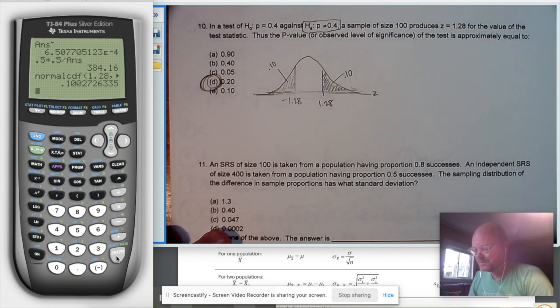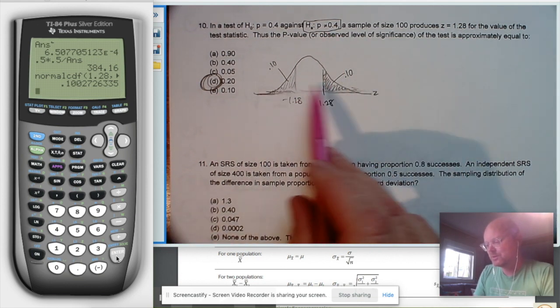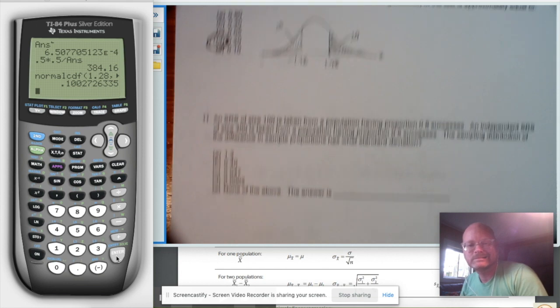Double it because it's a two-tailed test. If it's a left or a right-tailed test, you don't have to worry about doubling it. But for two-tailed tests, we're counting the area in both tails.